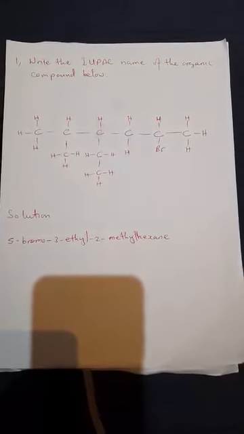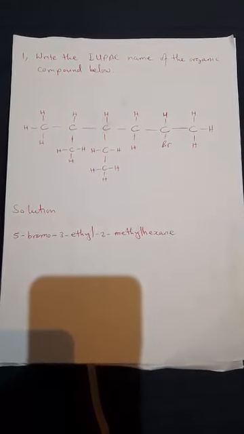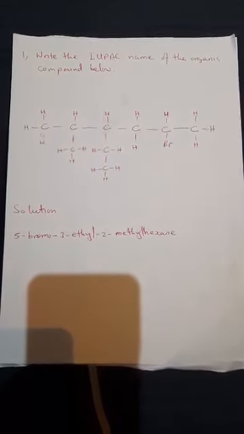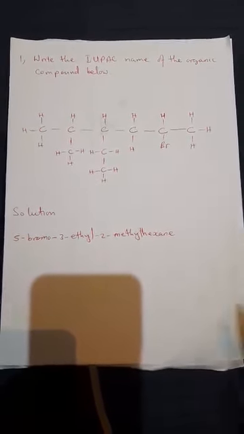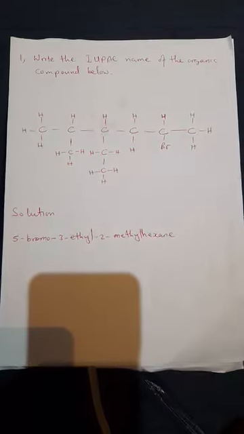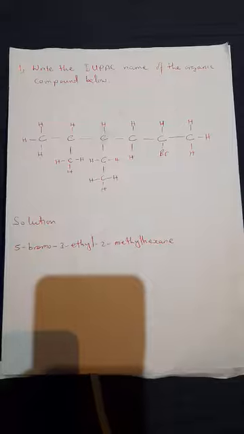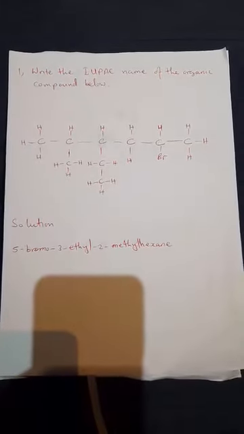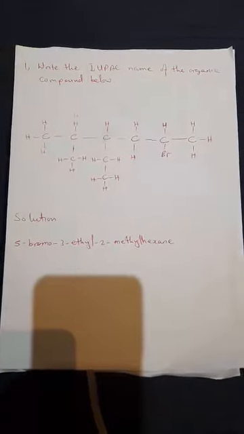So, what are these rules? Rule number one, these rules go step by step. Rule number one takes step one, which is to identify the longest continuous carbon chain, which may include the functional group, and make it the parent chain. That becomes our first rule.